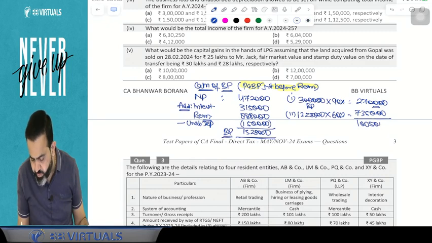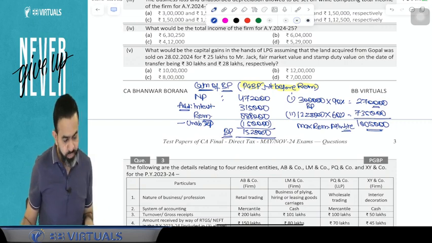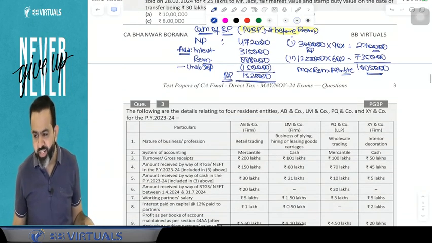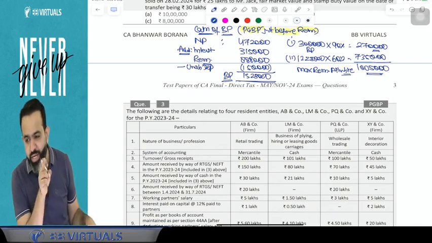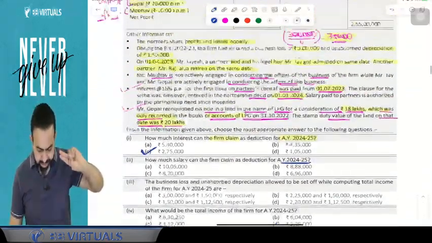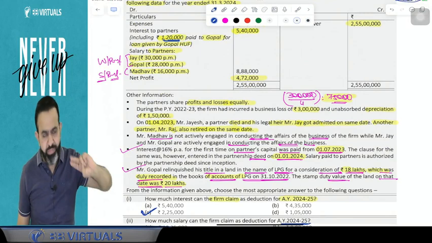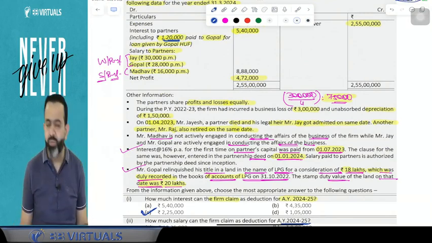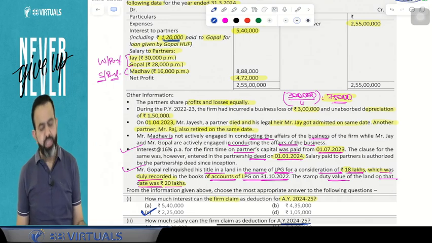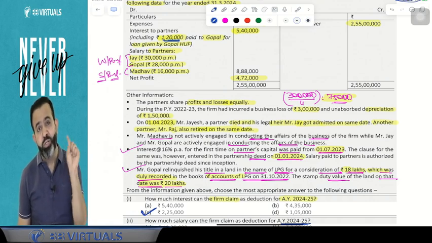So here 10,05,000, can I say that this is the maximum remuneration allowable? This much remuneration can be allowed. Now, this much remuneration can be allowed, but what is the actual remuneration? Actual remuneration paid to Jay and Gopal will be allowed. To Madhav it is not allowed, because Madhav is not a working partner. Madhav is a sleeping partner, so only remuneration paid to Jay and Gopal is going to be allowed.